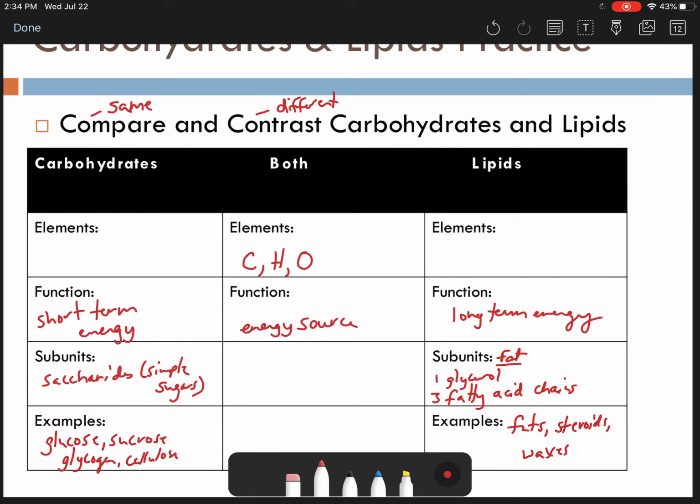So again, always make sure you know the elements that are found in both. I'll just fill that in, but that's one way that they're both the same, is that they both have carbon, hydrogen, oxygen. Know the elements, know the function, subunits, and examples.